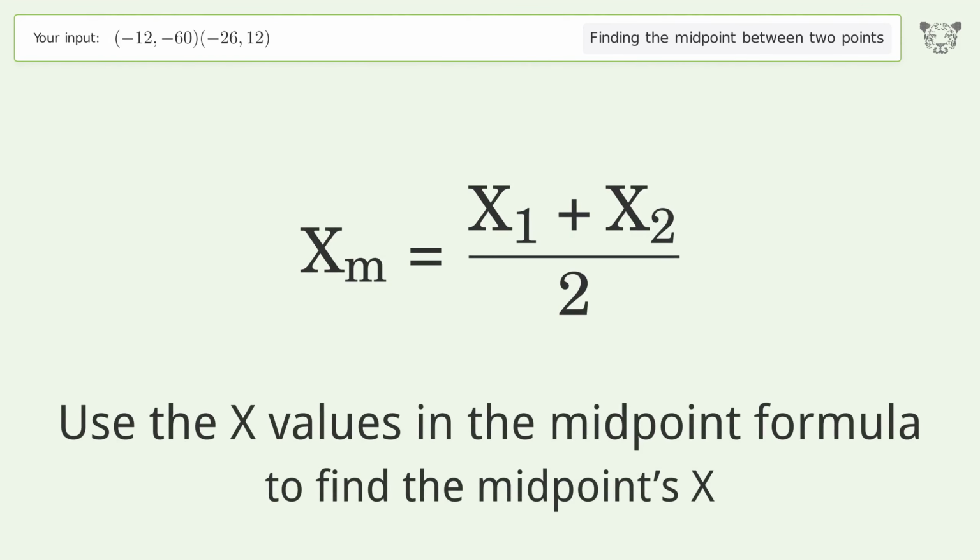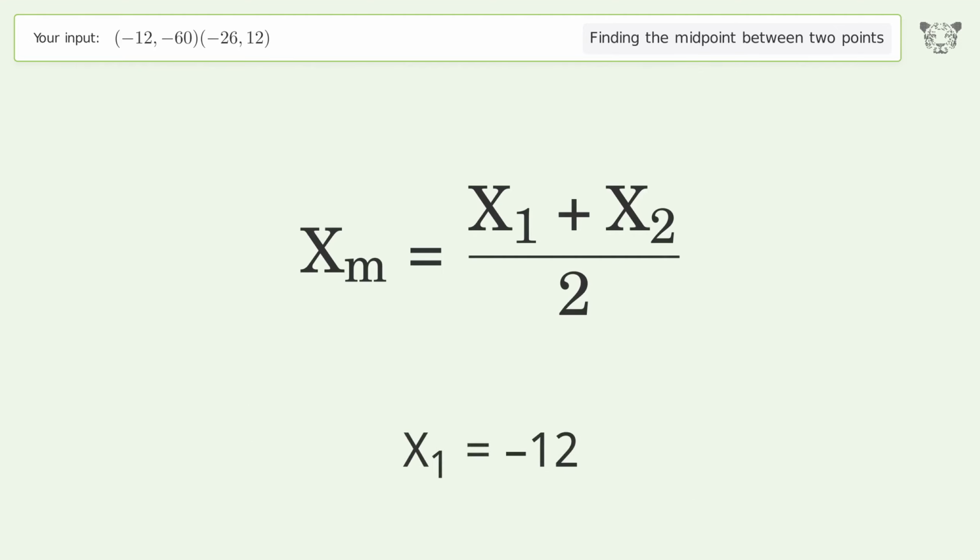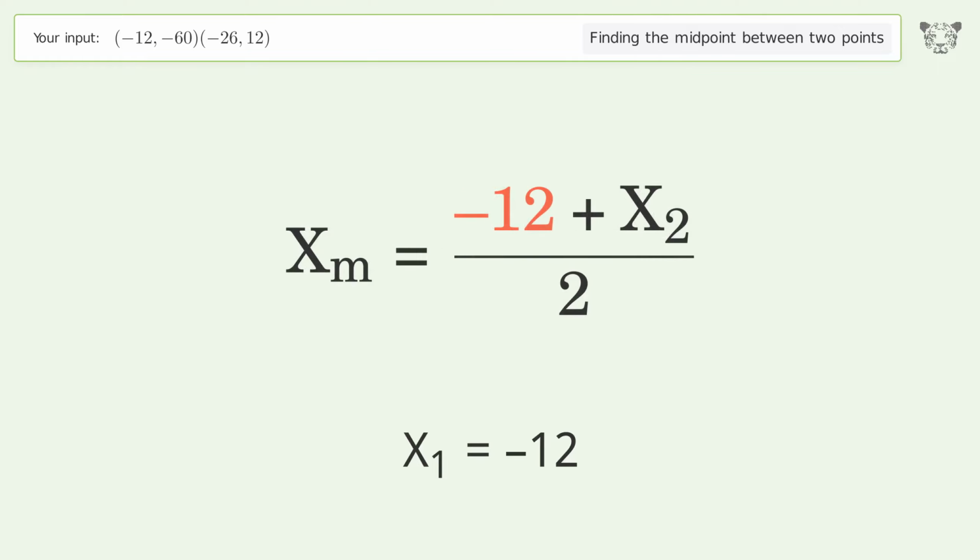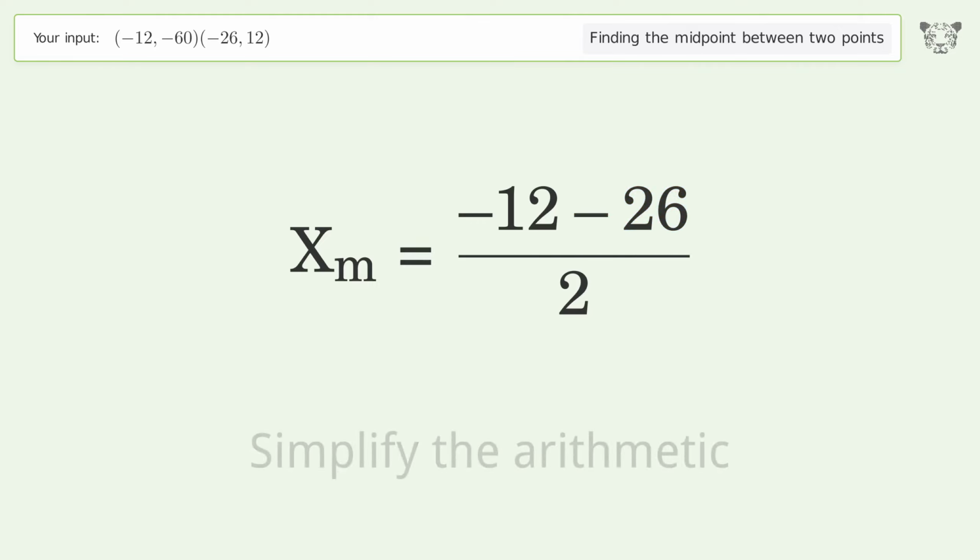Use the x values in the midpoint formula to find the midpoint's x. x1 equals -12. x2 equals -26. Simplify the arithmetic.